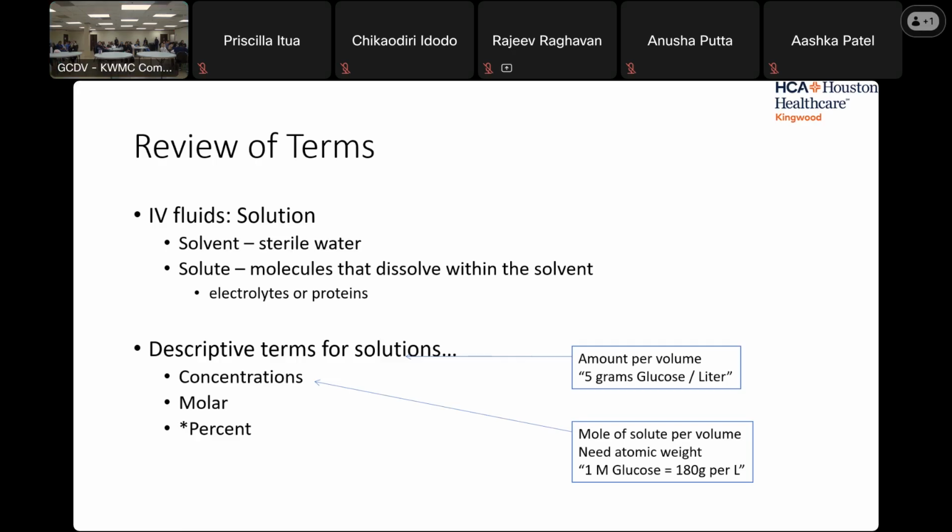So just reviewing IV fluids. Again, IV fluid is two components, the solvent and the solute. The solute can include a lot of different things. Electrolytes is the main thing we're going to talk about. We'll touch a little bit about proteins like albumin.